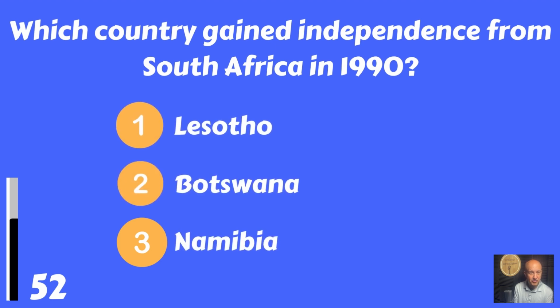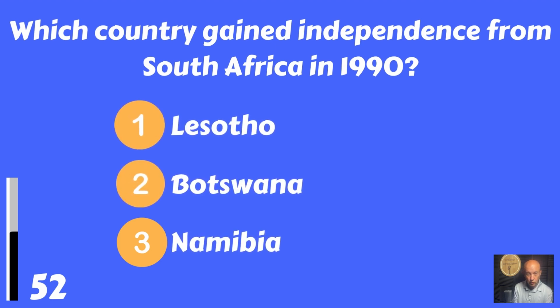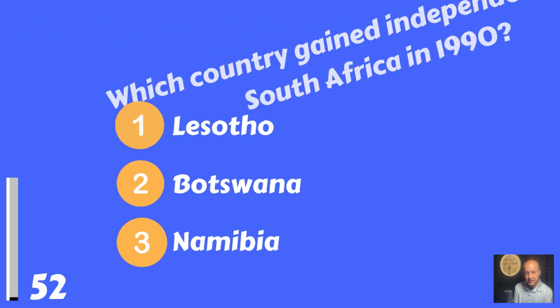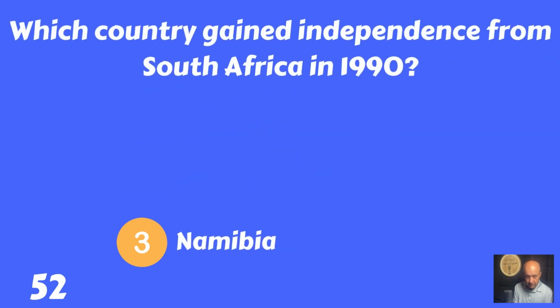Which country gained independence from South Africa in 1990? Was it Lesotho, Botswana, or Namibia? Gaining independence from South Africa in 1990 was Namibia.